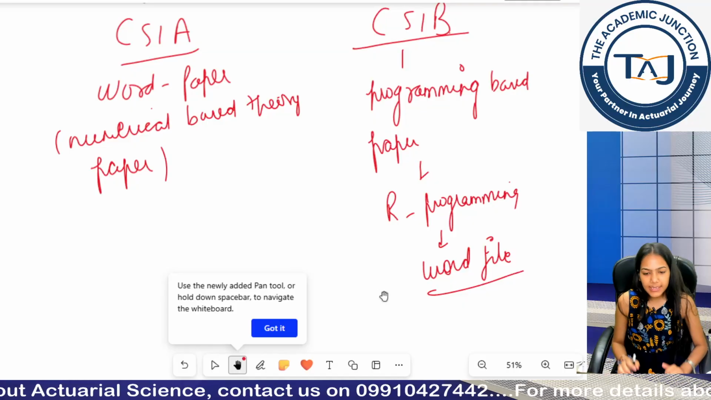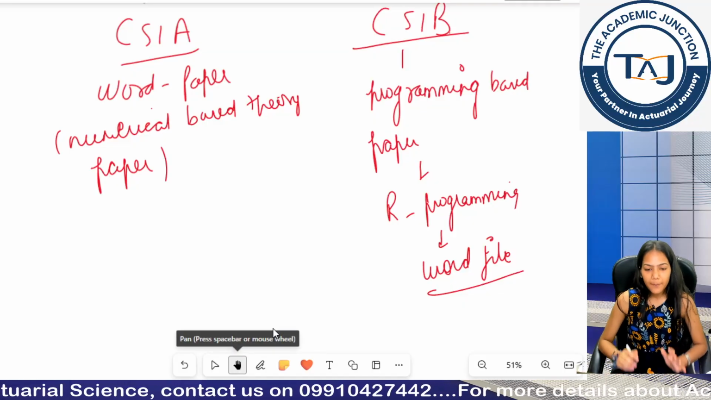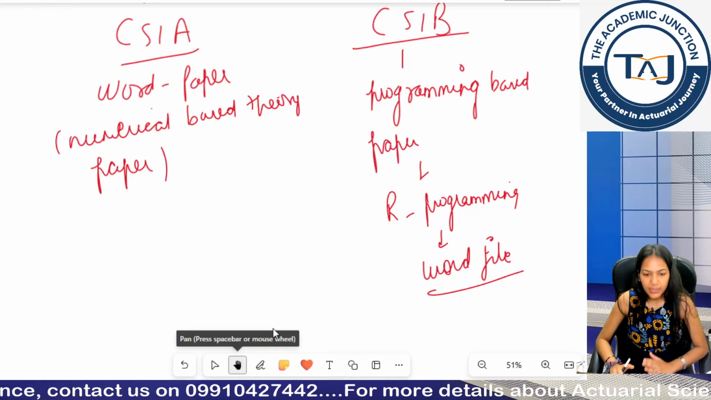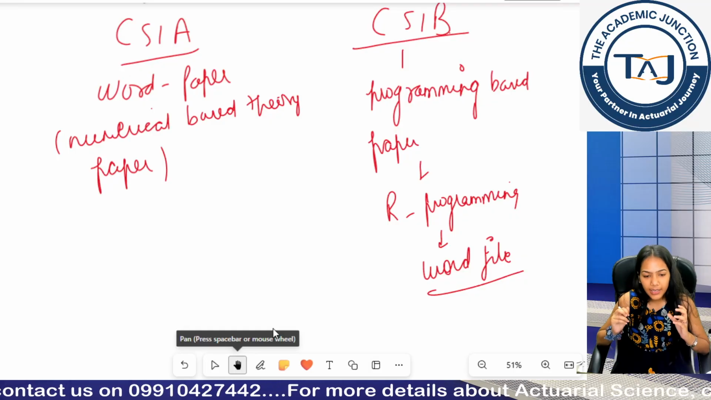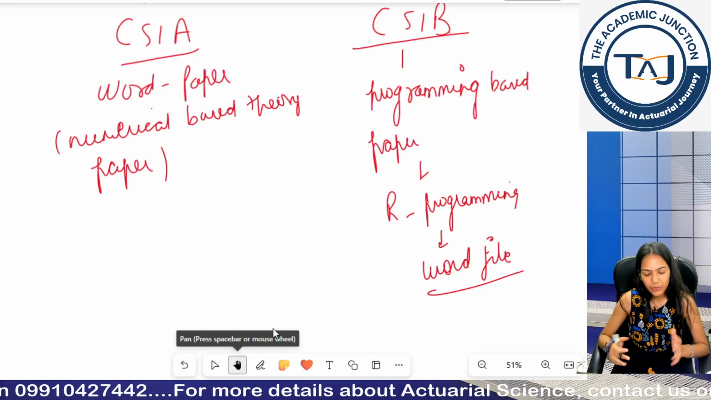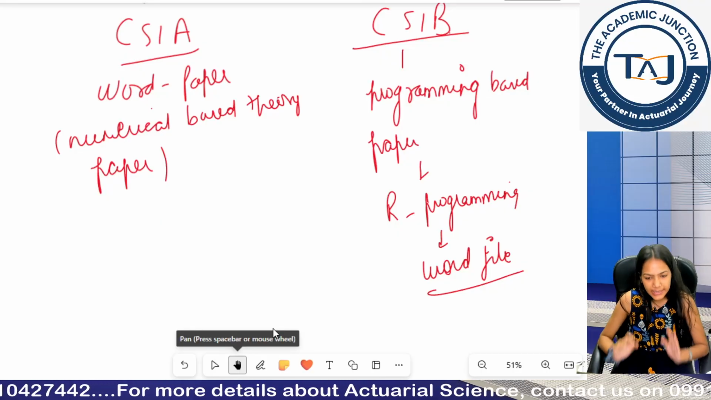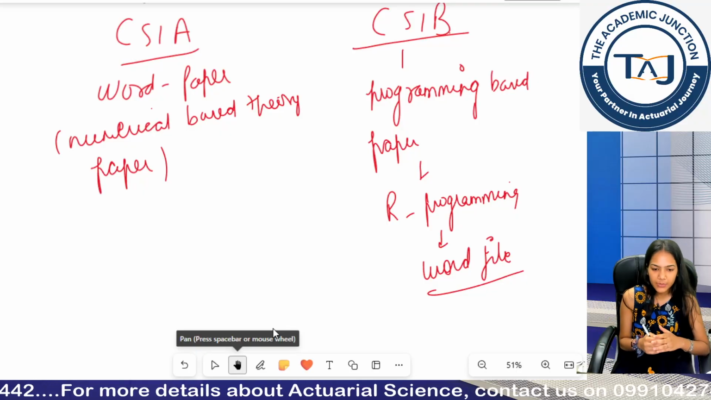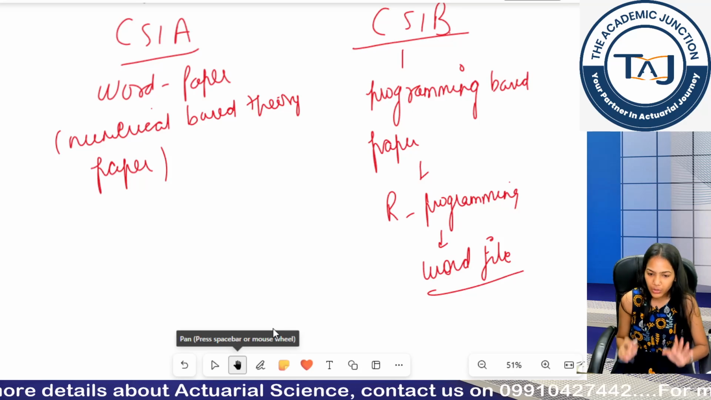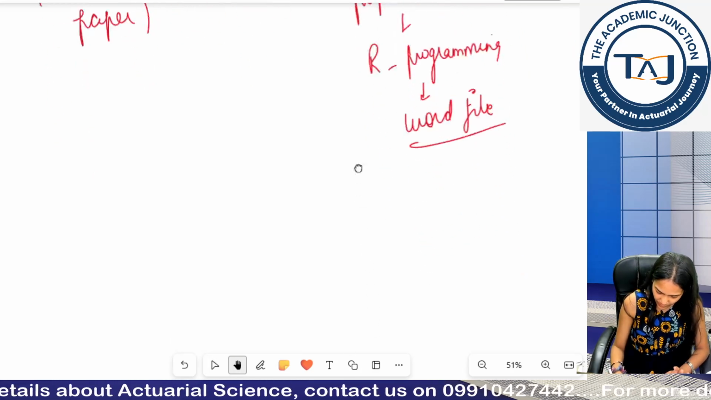This is the structure of both the institutes. Both institutes have the same content and the same structure of paper; the difference is just in a little timing and the question type, but the content remains the same. So the class for CS1 is meant for both IAI and IFoA students, with no differences.